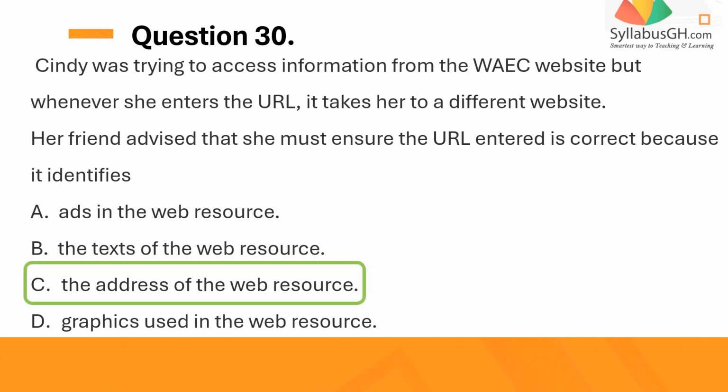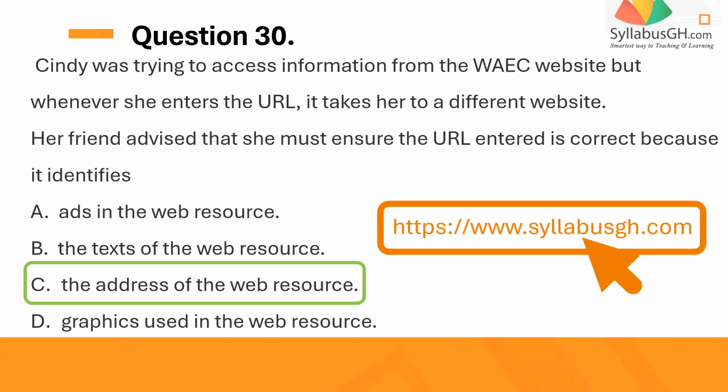The address of the web resource. A URL, Uniform Resource Locator, identifies the address of a web resource on the internet. If Cindy is being taken to a different website, it's likely due to an incorrect URL, which points her to the wrong address. Ensuring the URL is accurate will direct her to the intended website.